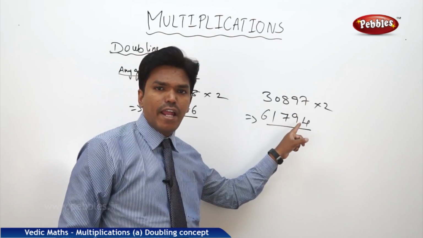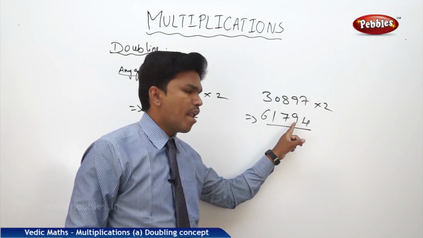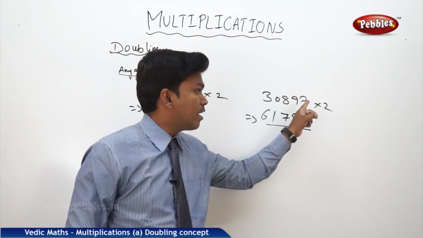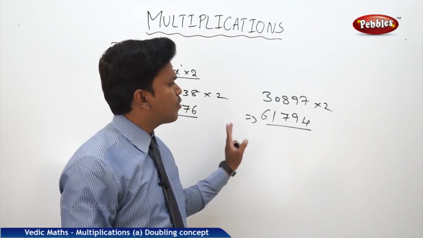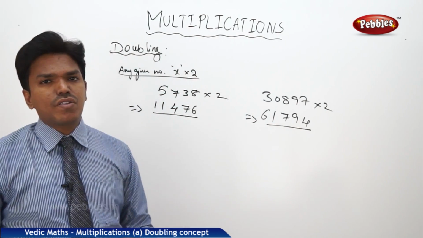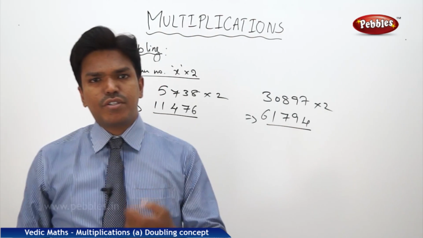Now 2 9s are 18, 8, but 9. Why? Because second group, next number. So 2 7s directly 14. So like this we have to use the doubling concept whenever you are multiplying a number by 2.